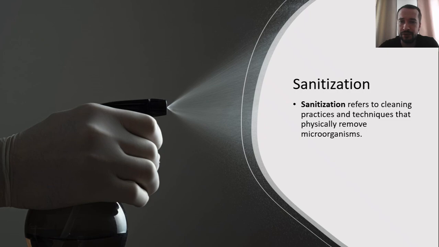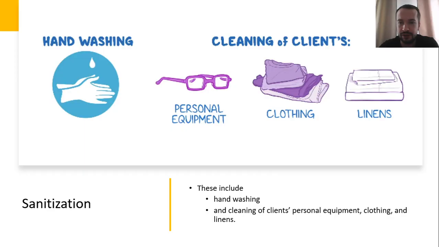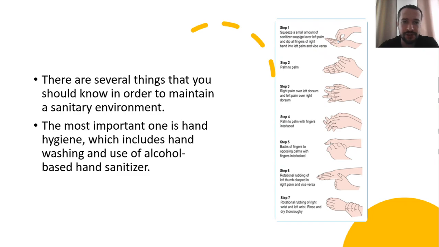Medical asepsis includes sanitization, antisepsis, and disinfection. Sanitization refers to cleaning practices and techniques that physically remove microorganisms. Sanitization includes hand washing and cleaning of personal equipment, clothing, and linens. There are several things that you should know in order to maintain a sanitary environment. The most important one is hand hygiene, which includes hand washing and use of alcohol-based hand sanitizer.